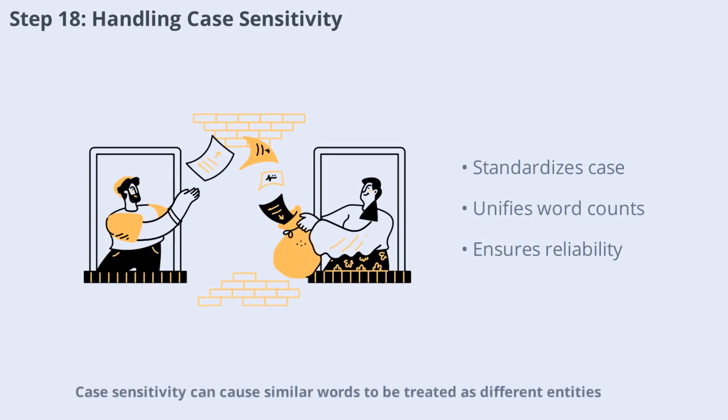Case sensitivity can cause similar words to be treated as different entities. By standardizing case, usually by converting all text to lowercase, we ensure that our analysis is consistent and that word counts are accurate. This step is simple but essential for reliable text mining results.